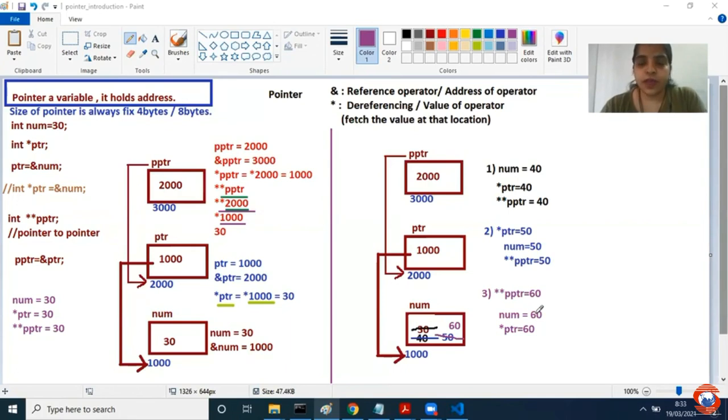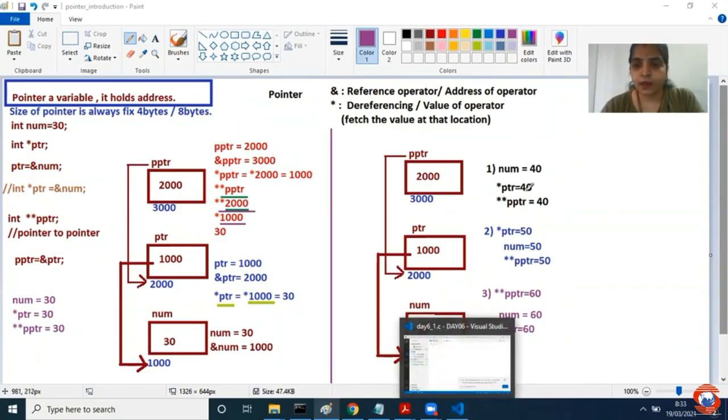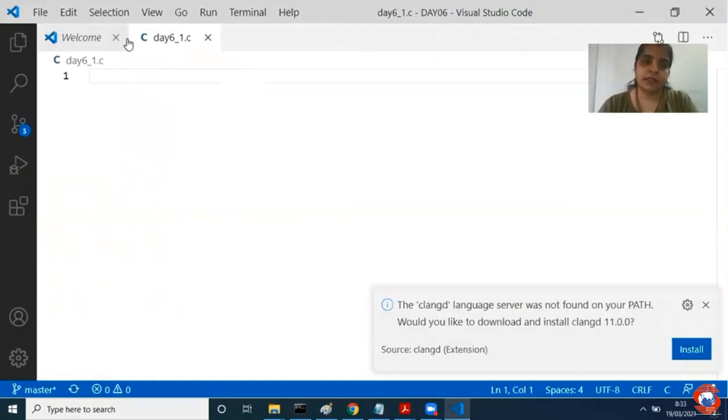Okay. Yes, you have tried to change, Amay. We have tried to change the value inside num in an indirect way through the addresses. And that is the need of a pointer. Is it fine? Got it. Good. So we will take the same example.